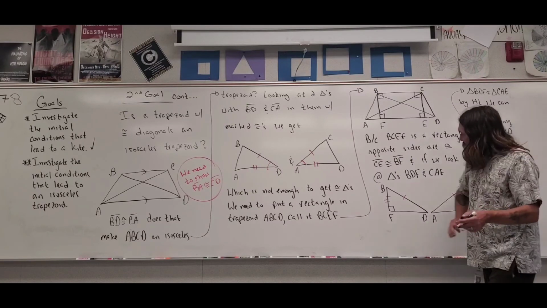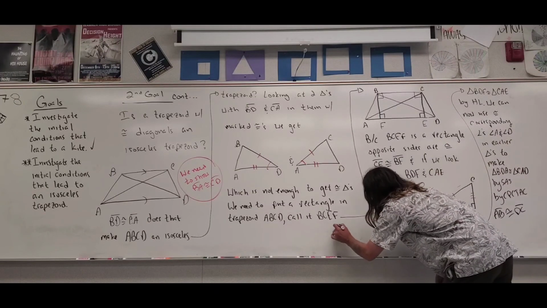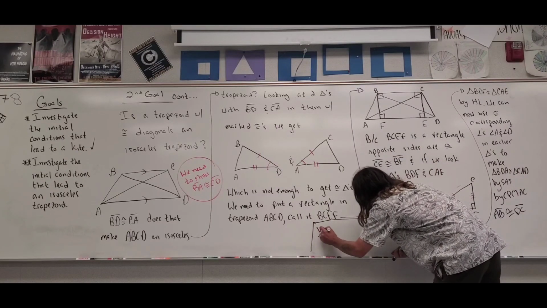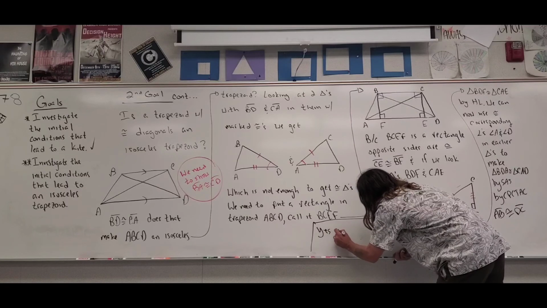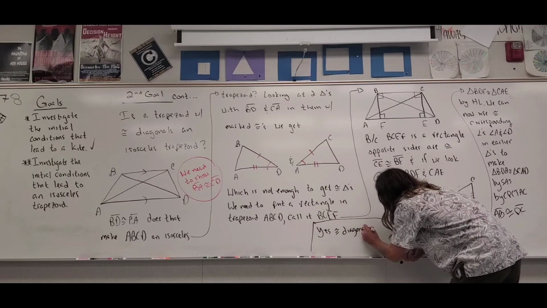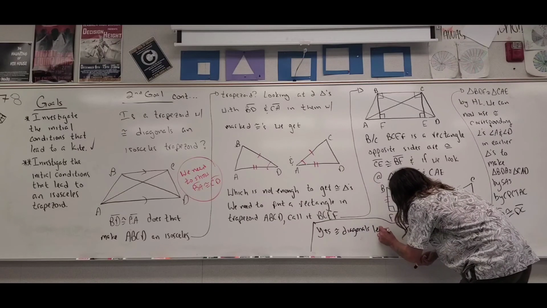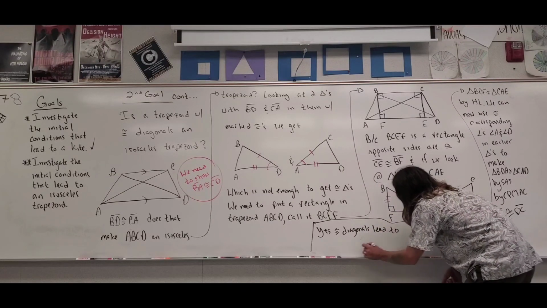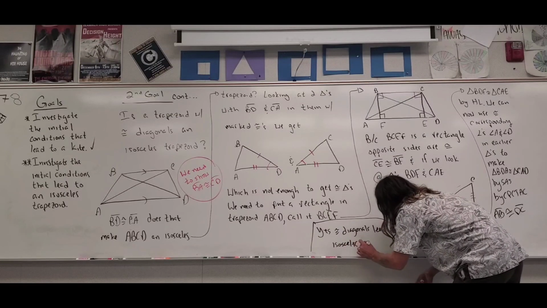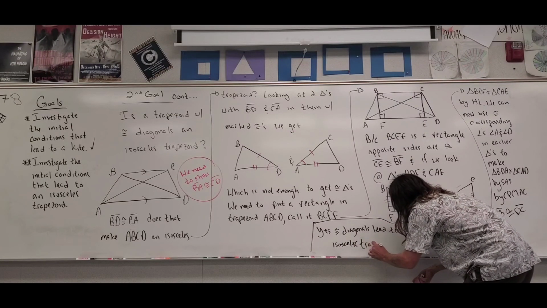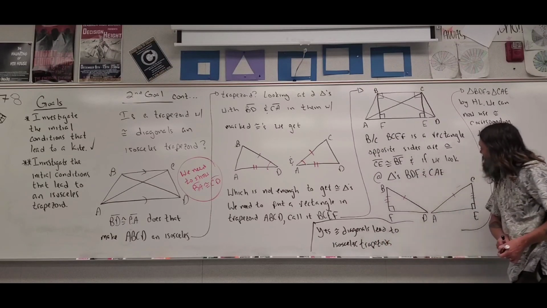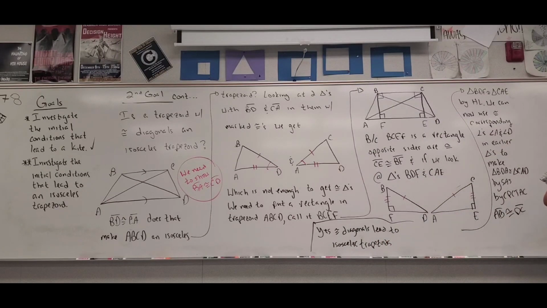So let me write this sloppily across the bottom. We'll just put a box. Yes, congruent diagonals lead to isosceles trapezoids. All right, and I concluded the goal, and this concludes the lesson.